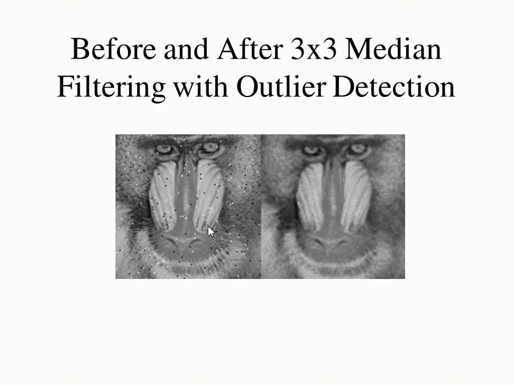So here's before and after a 3x3 with the outlier detection, and I think that's a reasonably good way to preserve, see what happens when you have a small median filter. 3x3 median filter is small. If there is no shot noise contained in that median filter, you don't have to apply it.